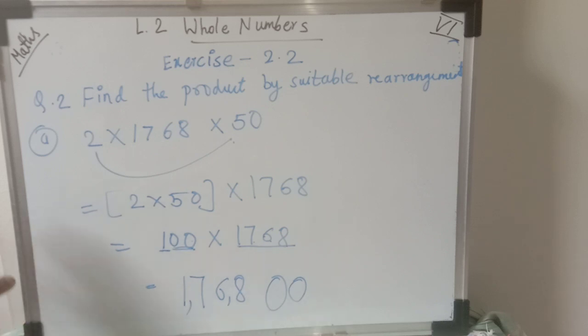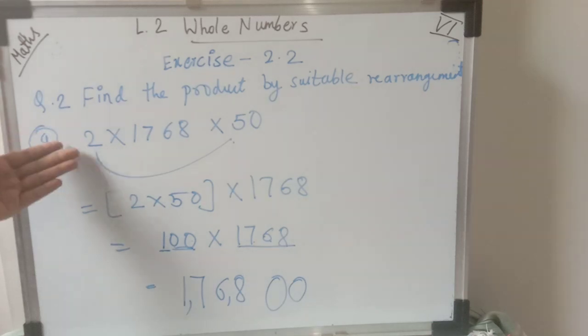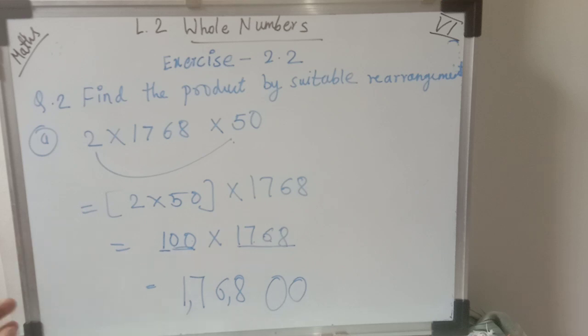Now here what you can do is change the numbers. In the place of 2 you can take 3, 4, 5. In the place of 50 you can take 60, 70. You can change the numbers, you can arrange them in order, and you can solve it by yourself, because I hope you have understood the properties of whole numbers. Okay, now let's solve question number B.